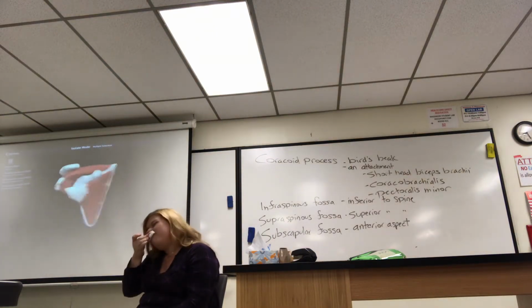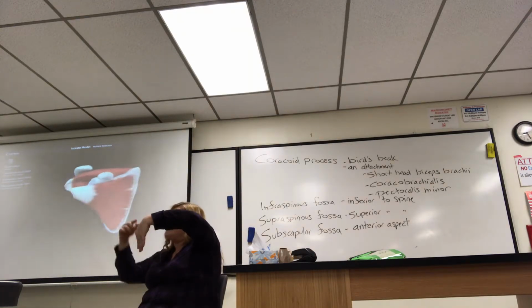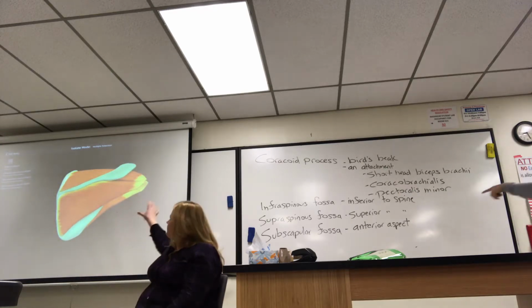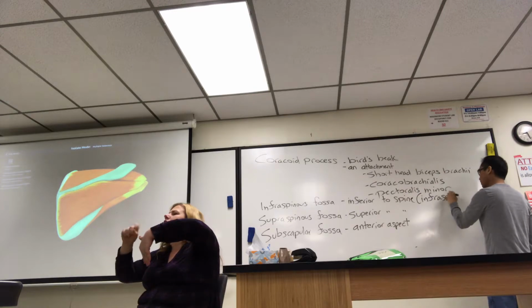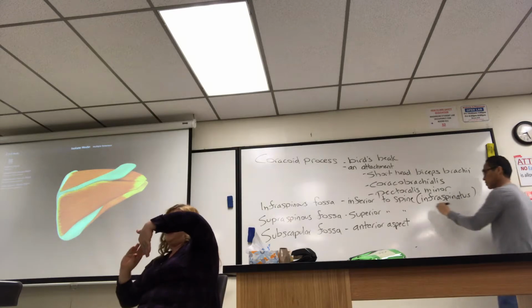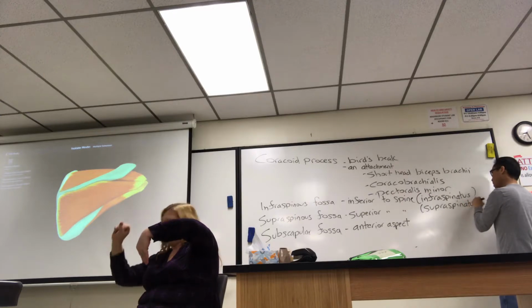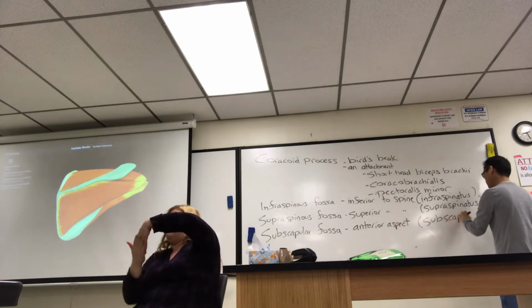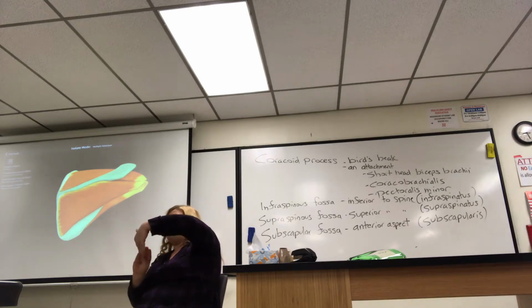So do you see how there's three muscles filling those spaces? We'll learn those muscles as well. For the infraspinous fossa, the muscle in there is infraspinatus. In the supraspinous fossa is supraspinatus. And then subscapularis. They fill those spaces and form a cuff around the shoulder.